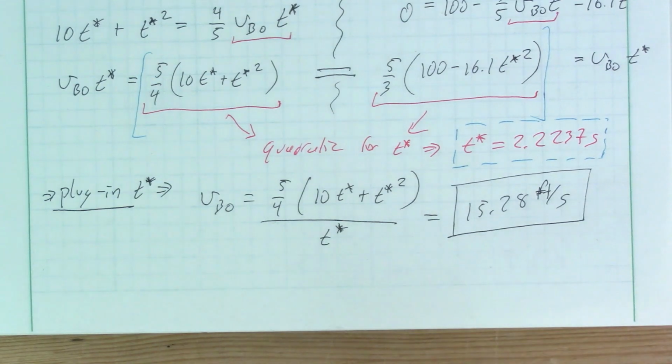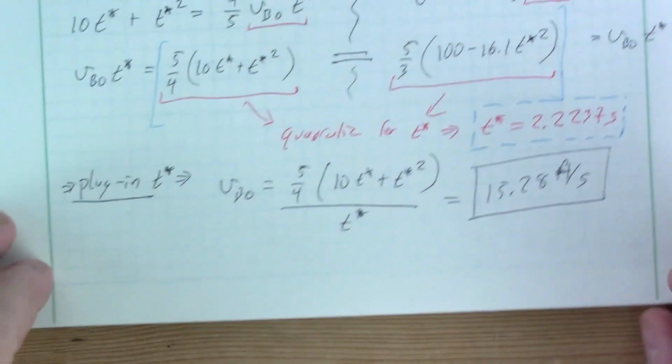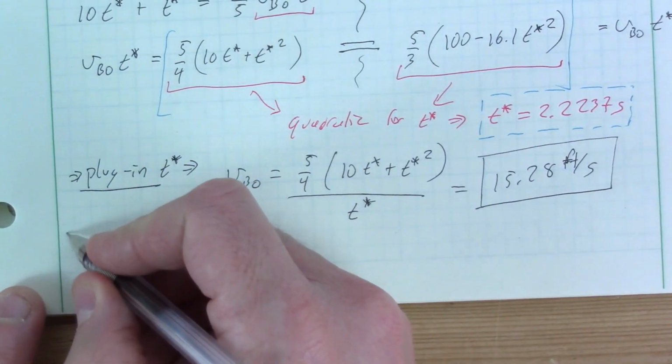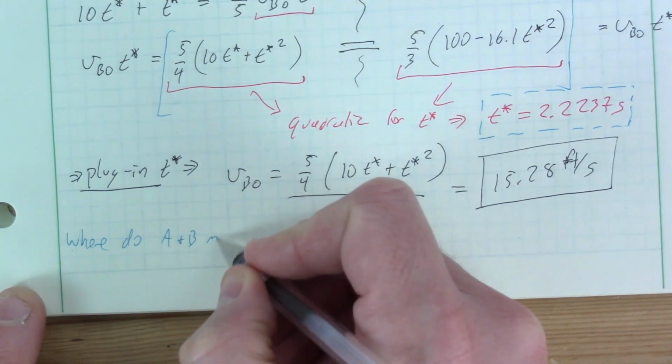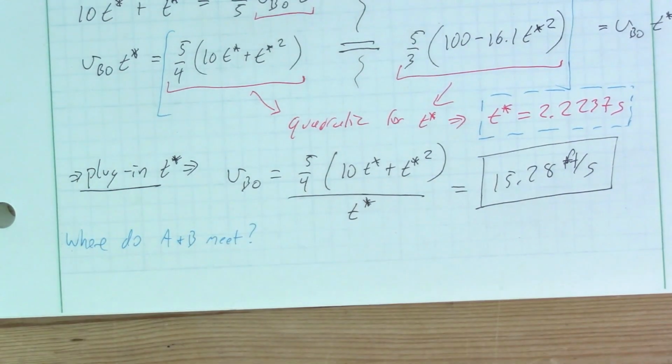Okay. One last thing is, this is not part of the question, we're done here, but you could ask, where do they meet? Where do A and B meet? Well, we know they meet, so I'm just saying, we can extend this problem further.